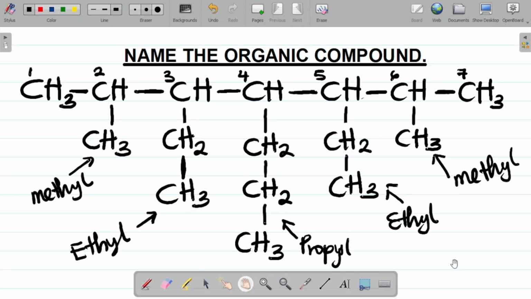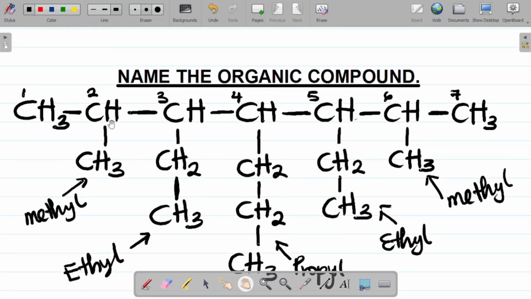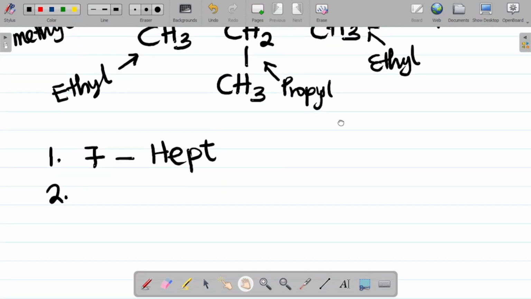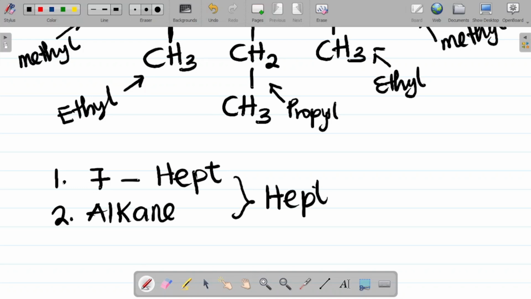Having done this, how do we name this compound? First things first, number 1, longest continuous carbon chain. If I look at this, it's 7. 7 gives us hept. So I'm having hept. That's my rule 1. Rule 2, I'm to look for the functional group. If I look at this, all of these are single bonds. Single bond means the functional group is an alkane. That means if I combine these two, hept combining with an alkane gives you heptane. So I have a heptane compound here.